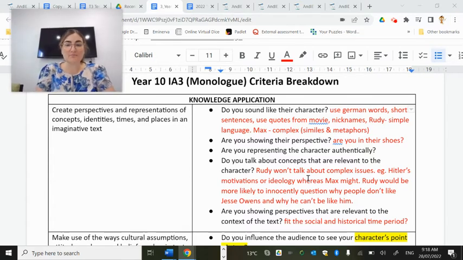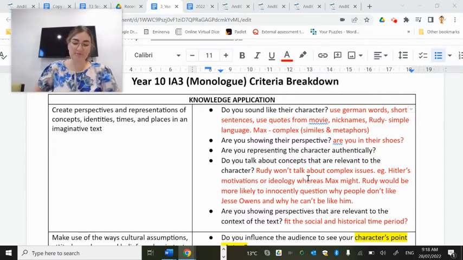So, Rudy might be confused about why he's not allowed to dress up like Jesse Owens and why that old man dragged him by the ear and his dad made him scrub the grease off his face. So Rudy would be doing a lot of questioning and talking about thoughts and feelings, but he wouldn't be talking about Hitler's ideology or anything like that because he's a child. Whereas Max, on the other hand, has a copy of Mein Kampf, and Max might be talking about some of the ideas and issues in there.